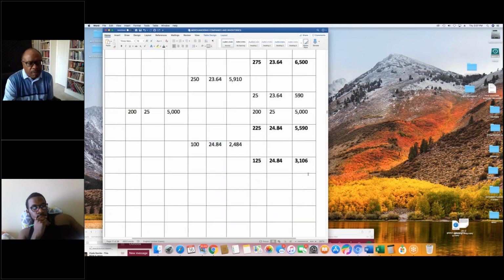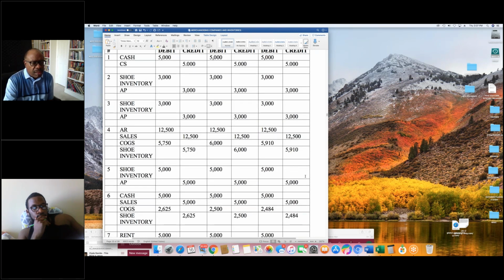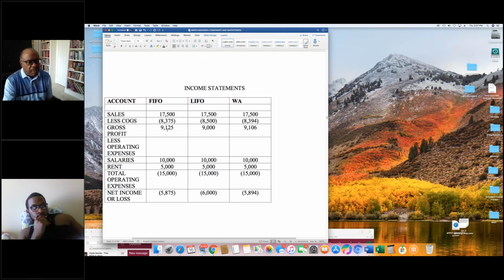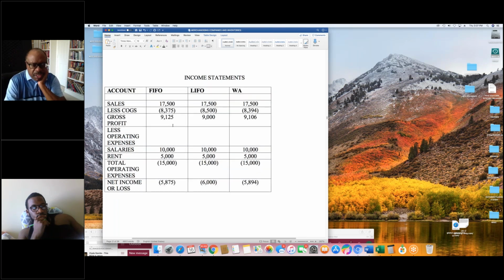You don't have to worry about weighted average. So you need to post those entries into your account.